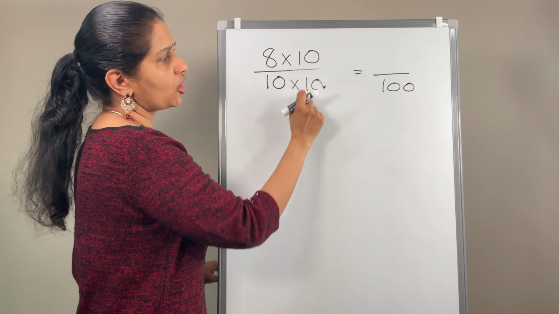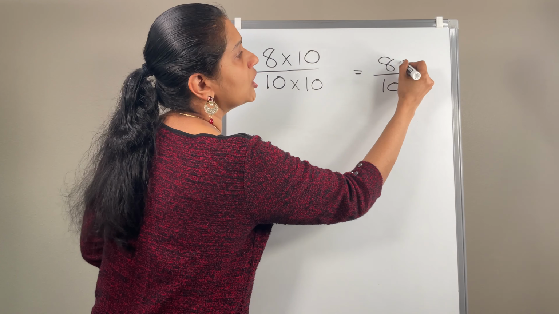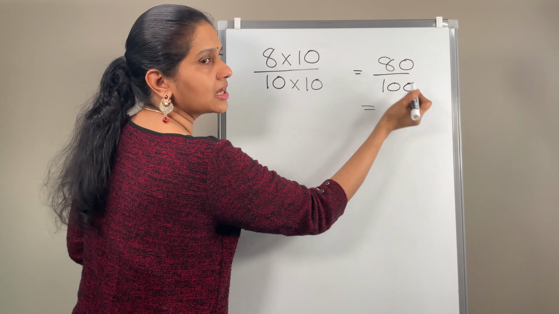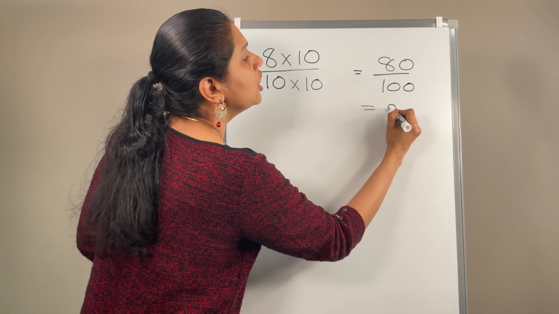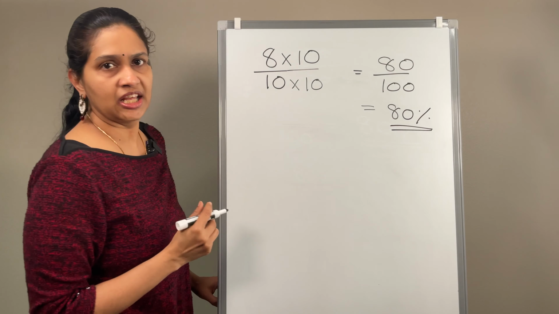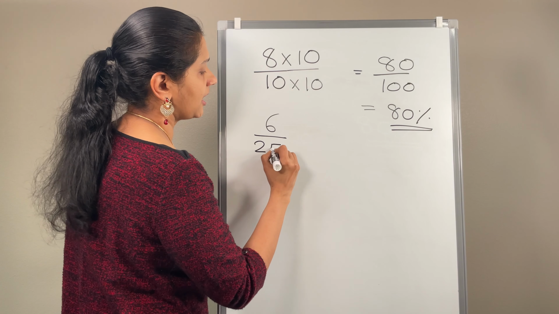So you are getting it this way. What is 8 times 10? It's going to be equal to 80. So 80 by 100. When there is a 100 at the denominator, you can simply write the numerator, then the percentage symbol. Consider the example 6 by 25.